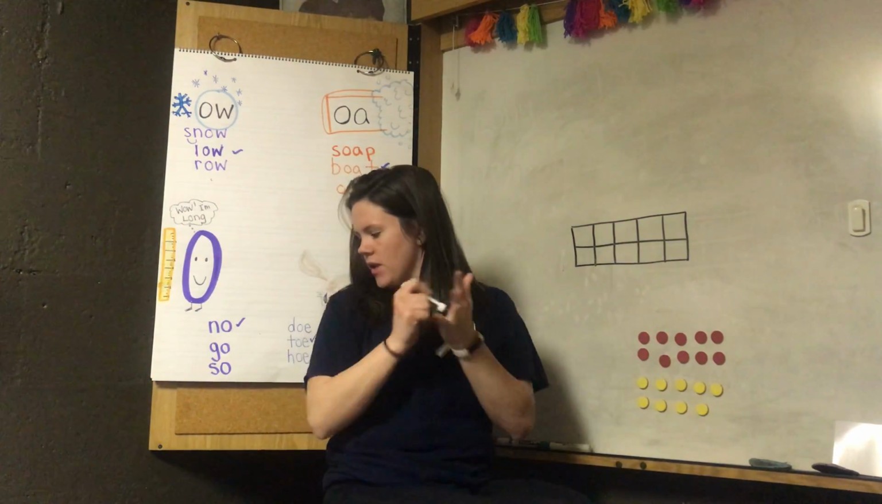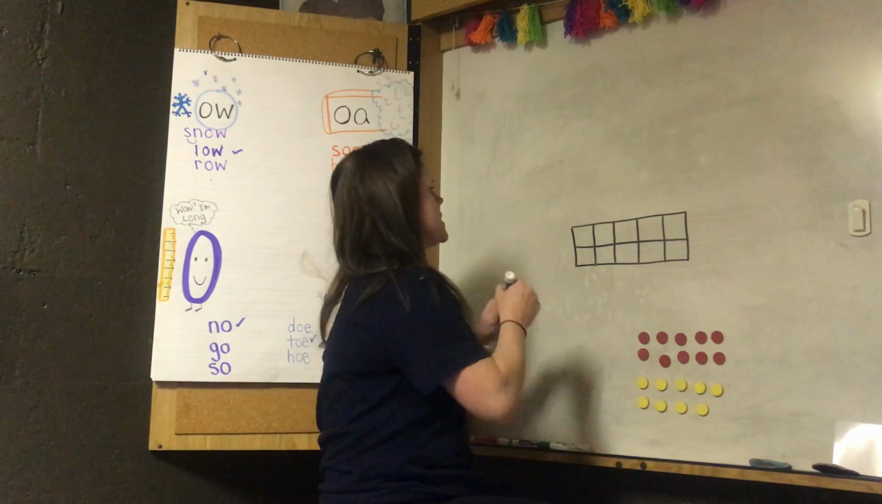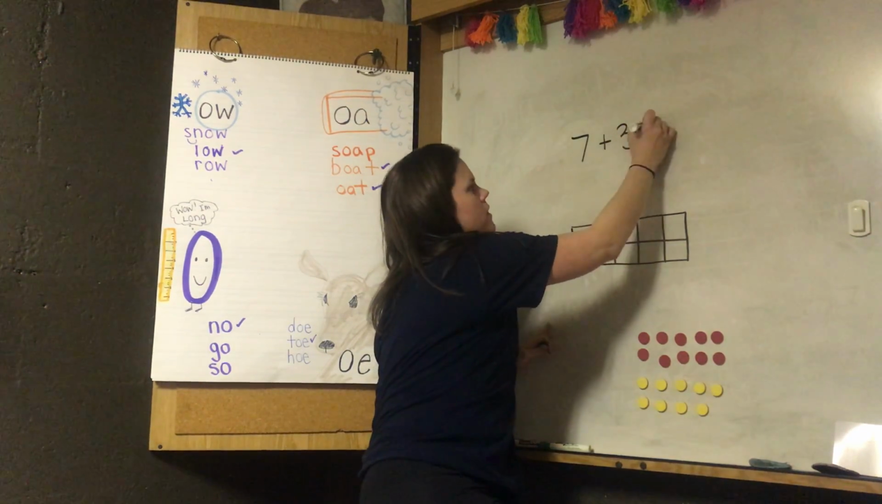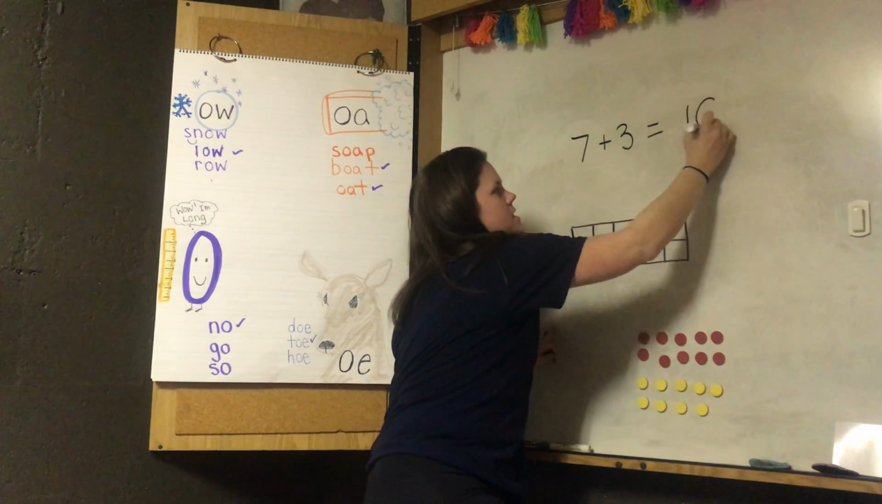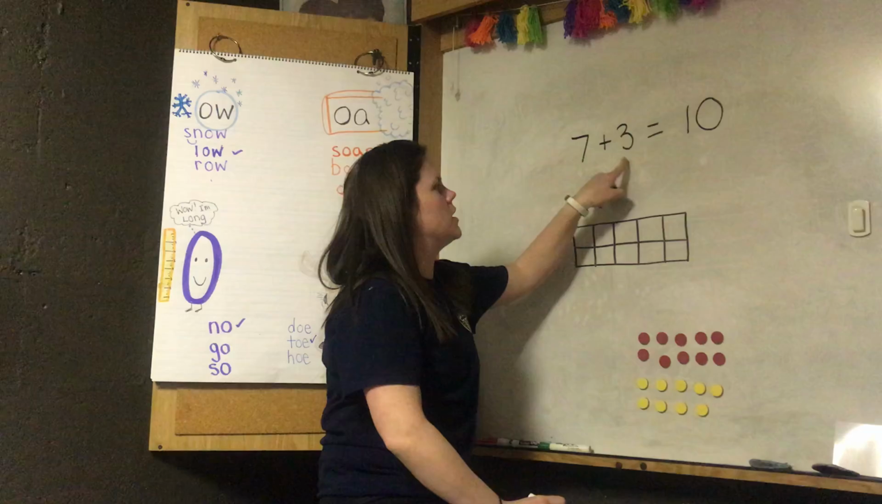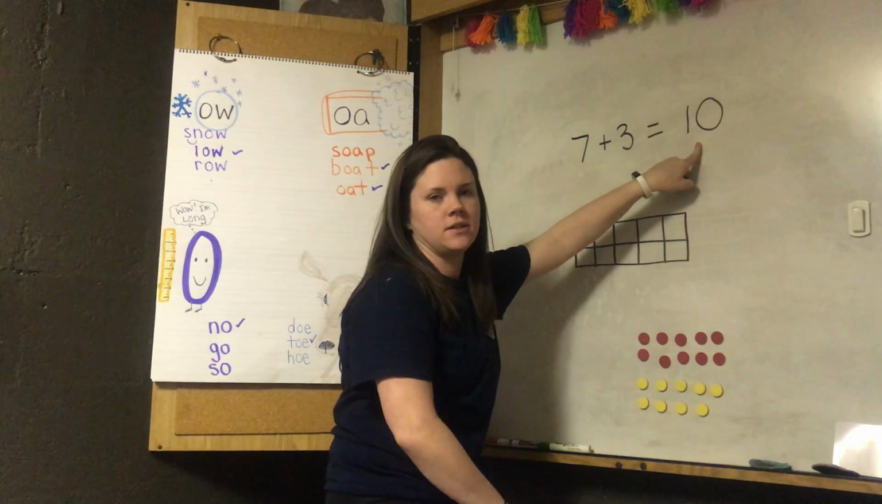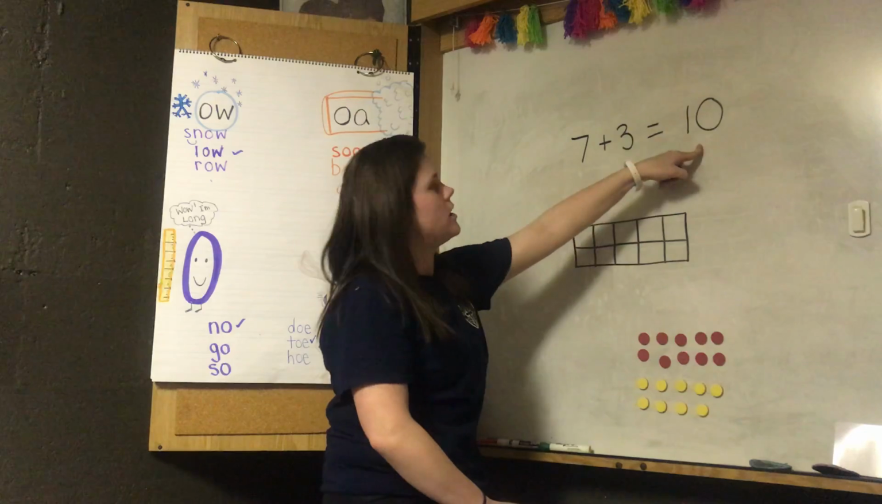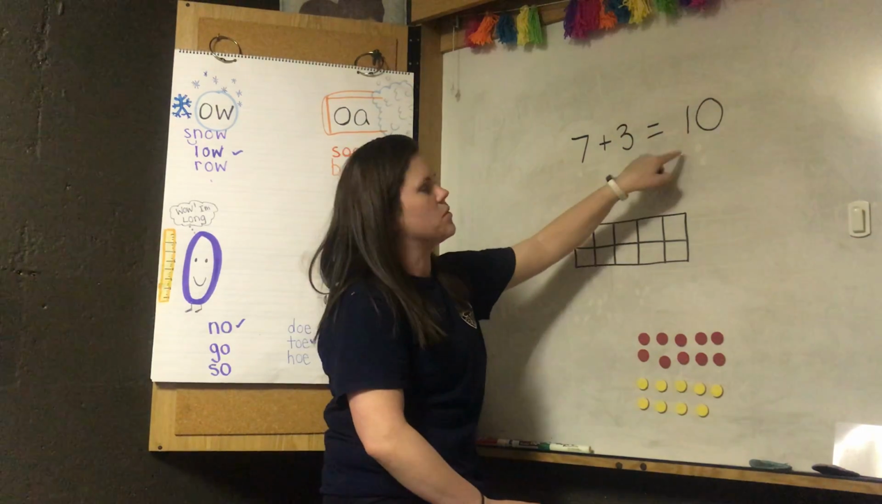So, let's start with something easy. I'm going to write a math sentence. Here's my sentence. 7 plus 3 equals 10. Now, another mathematician word for a math sentence would be an equation. The equation is 7 plus 3 equals 10.